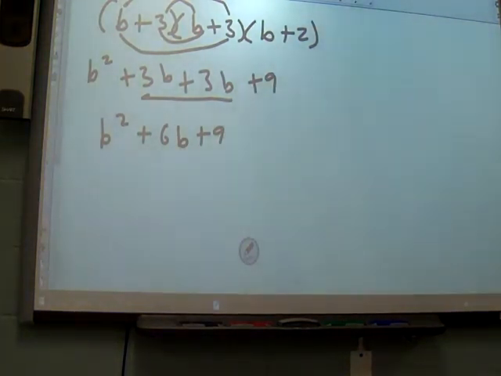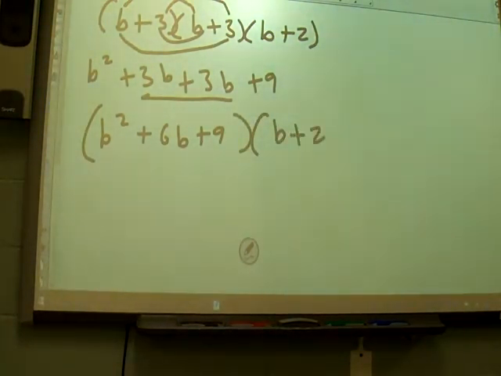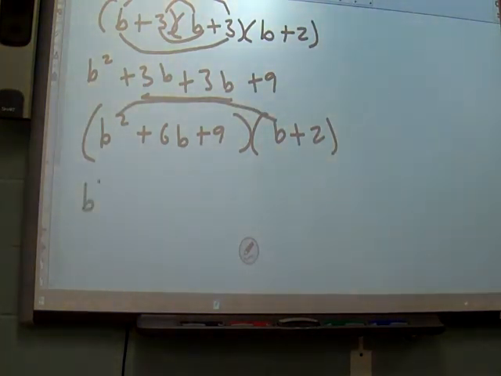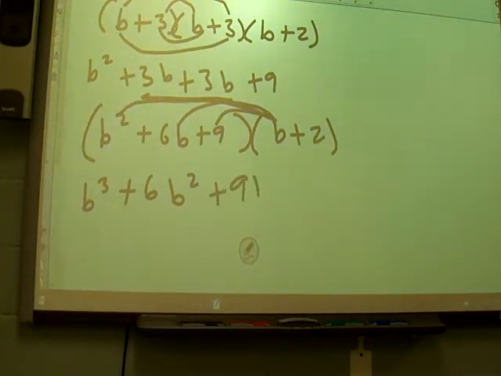All right, so now I have to take that answer, and I haven't used the b plus 2 up there yet. So now I have to multiply that times the b plus 2. You can distribute it either way. I'm going to take the smaller one and distribute it. So I'm going to say b times b squared, b cubed. B times 6b is 6b squared. And b times 9 is 9b. Now I have to go with the 2. So plus 2b squared.